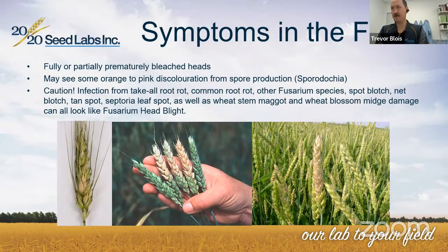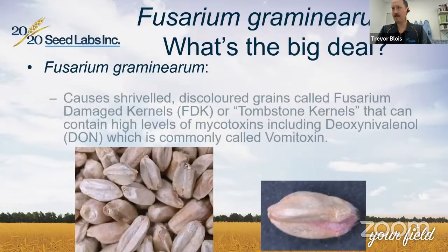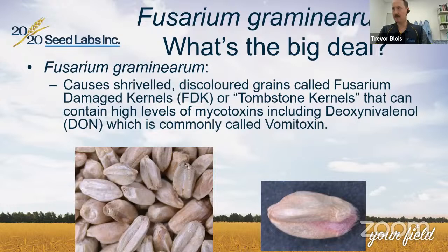But there's a whole bunch of other stuff that can look kind of like Fusarium head blight. And of course, other Fusarium species can cause Fusarium head blight. So if you see it in the field, you can send in some plant samples, send in the heads that are showing symptoms, and we can tell you this is Fusarium graminearum, or it's Fusarium culmorum, or it's something not even Fusarium, right?